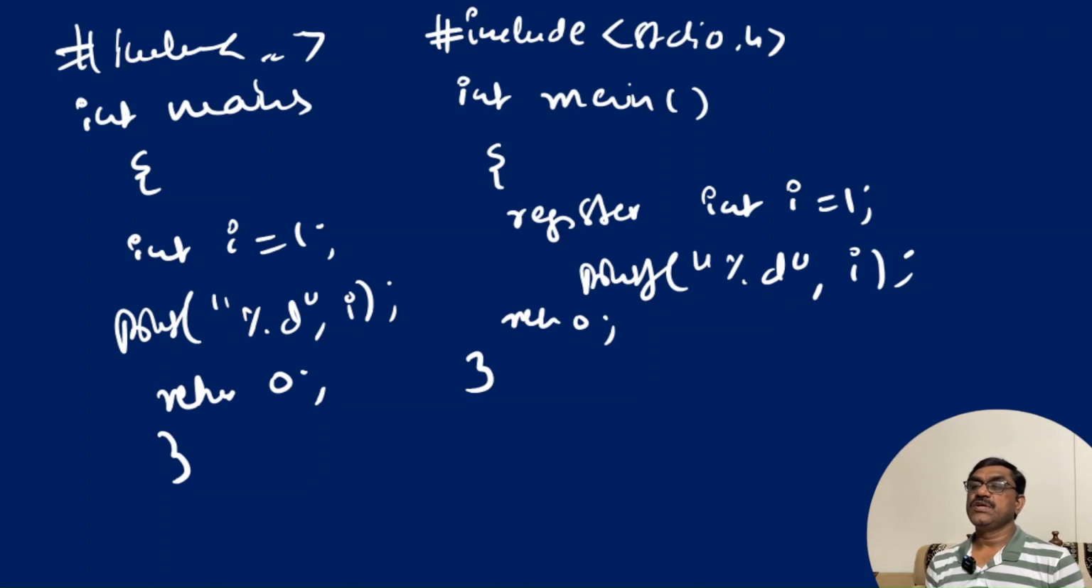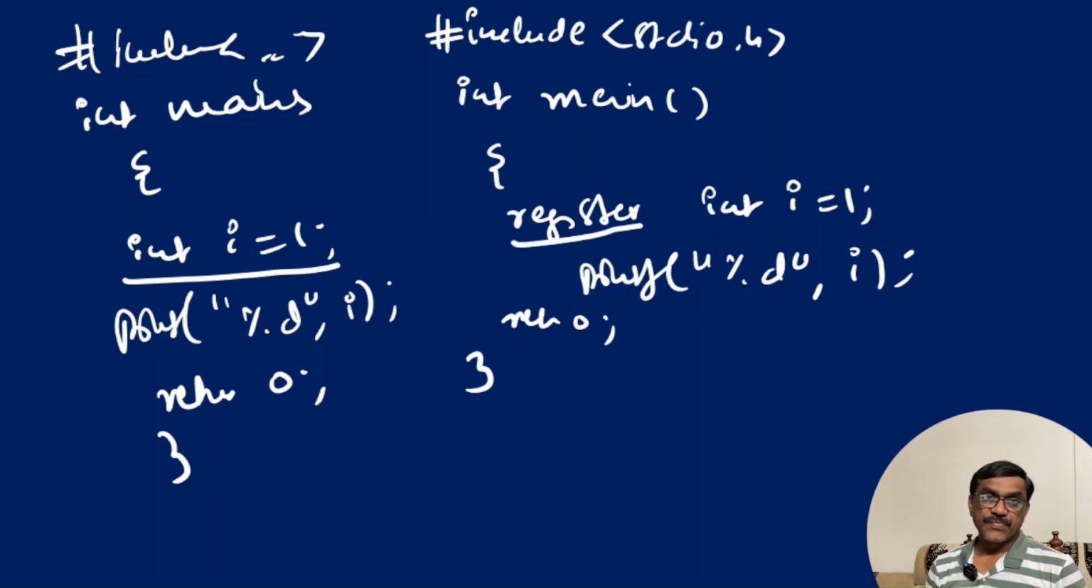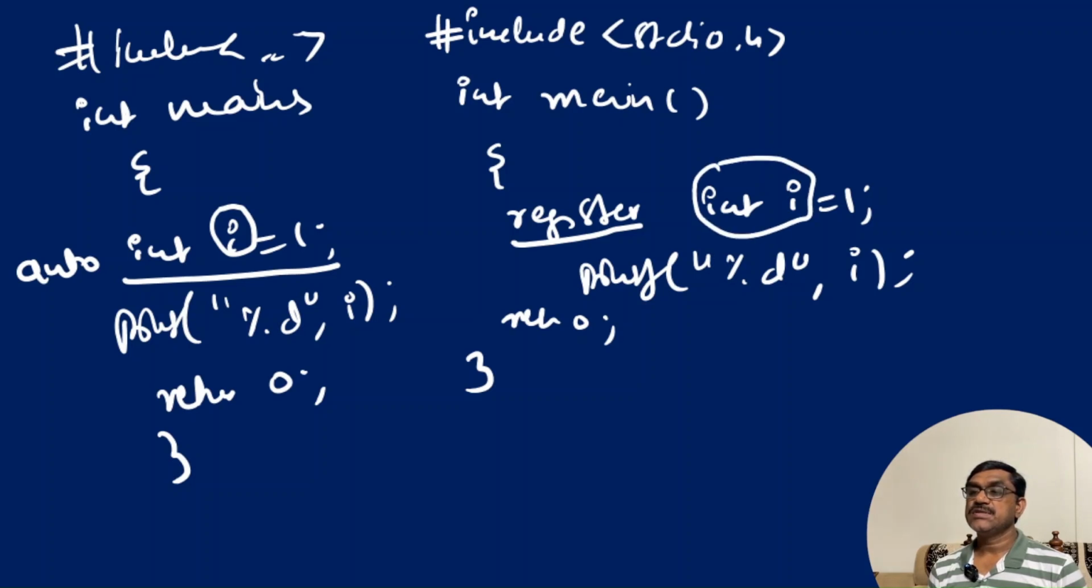You observe this. What is the difference between this and this? If you observe this here, there is no storage class mentioned, right? Here we have the storage class register. Remember that register storage class is specified by using the keyword register. Whenever you don't mention the storage class here, by default it comes under auto. Means the storage class of i is automatic, and the storage class here, int i, is register. Then what is the difference?